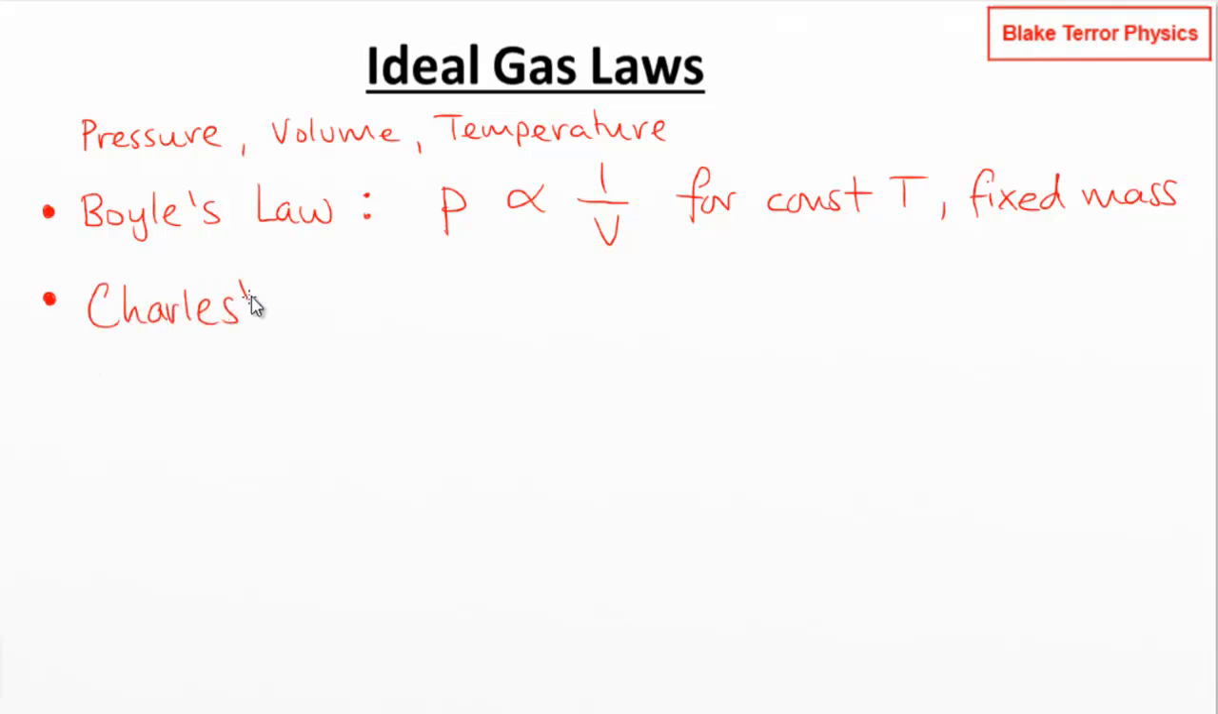So we've got Charles's law, and I've done a separate video on Charles, I think it was Jacques Charles, the French scientist who had this law named after him. He was looking at temperature versus volume, and found that the temperature is proportional to volume for a gas. But here we go again, for constant pressure and fixed mass of gas.